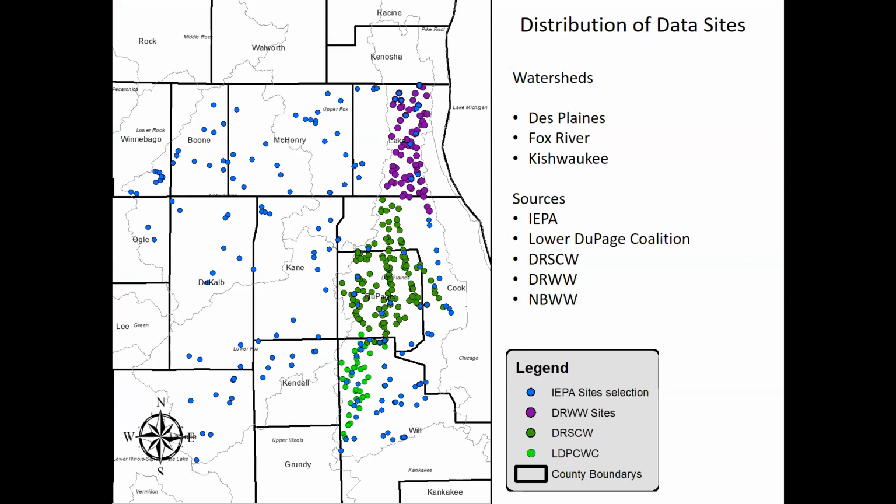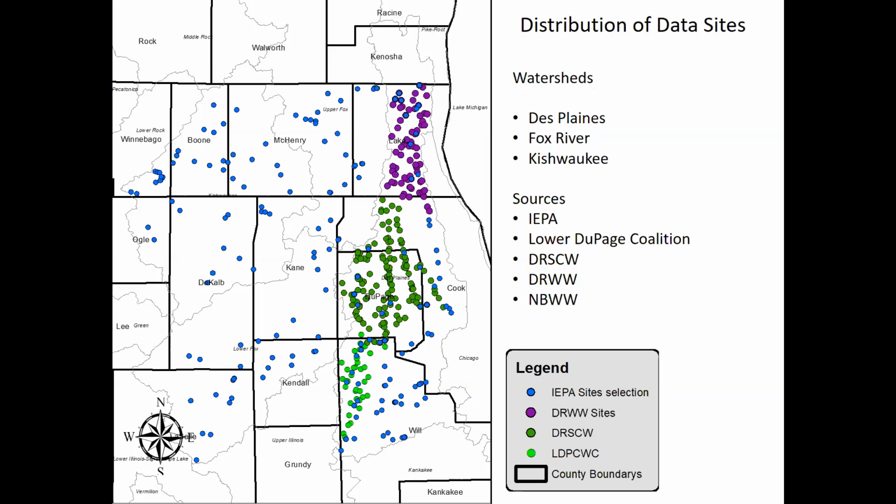Okay, data sites. The previous iteration of the tool was limited to what you see as the dark green icons on the map on the left of your screen. Those are the DRSCW sample sites. But this tool has a lot more, somewhere between 500 and 600 total sites. The purple are Lake County sites from the watershed groups up there, and the light green to the south are from the Lower DuPage Watershed Coalition sites.